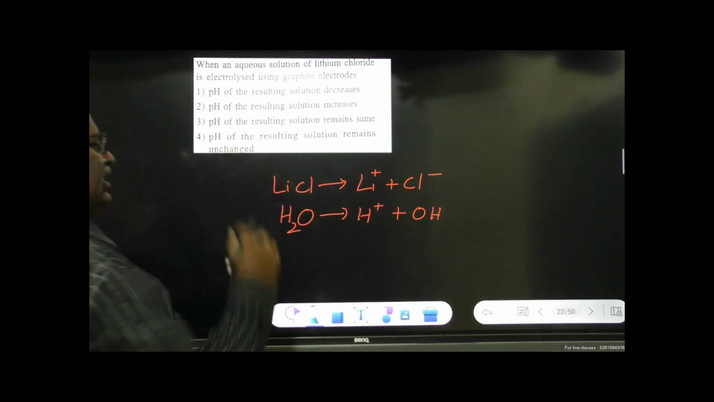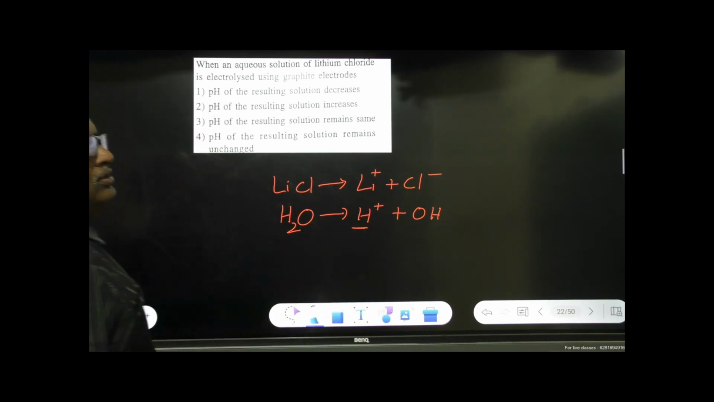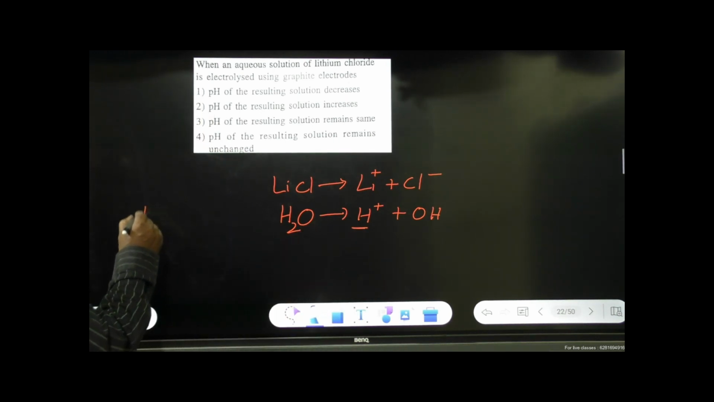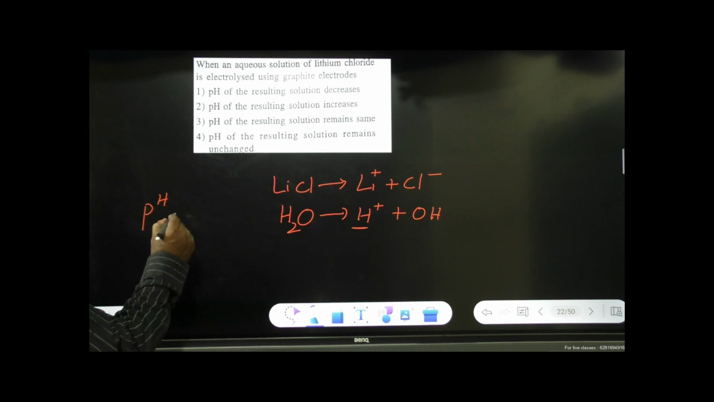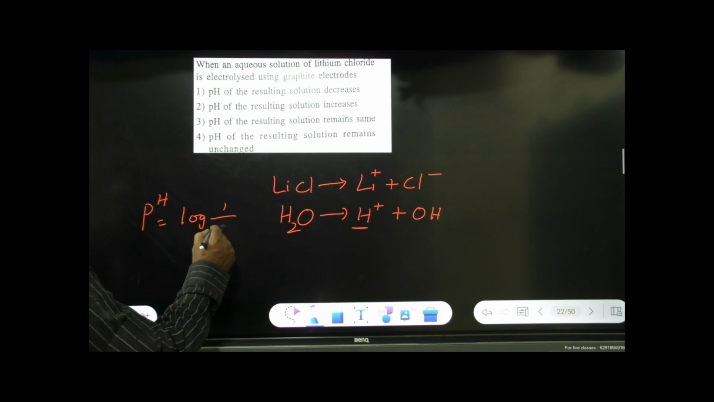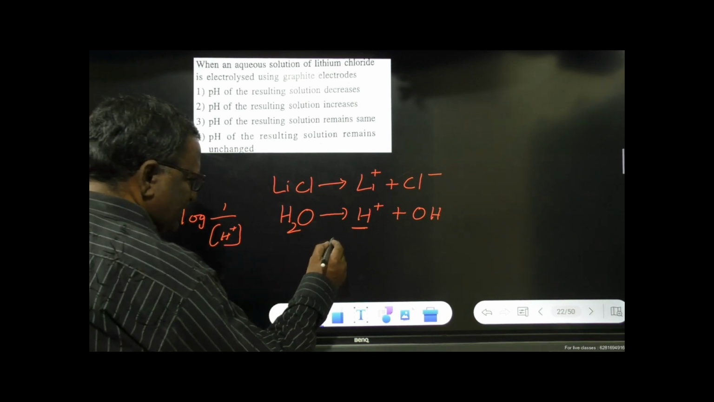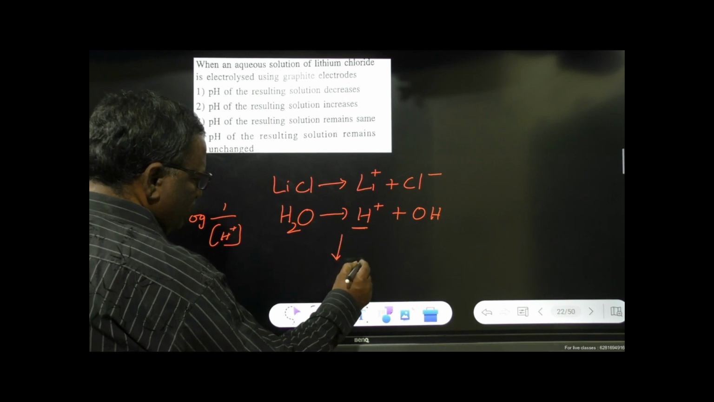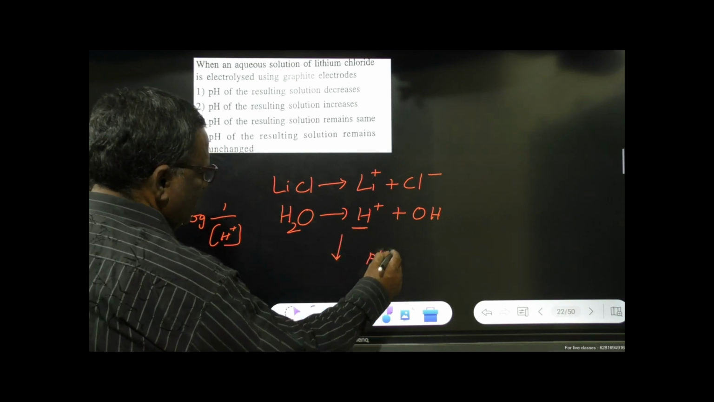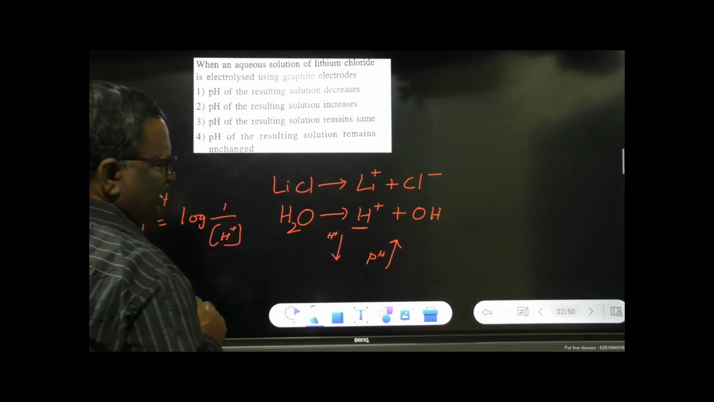Now this is a pH related question. That means it depends upon the H+ ion concentration. pH is equal to log of 1 by the concentration of H+. That means pH is the reciprocal log of H+ ion concentration. If H+ ion concentration is decreased, pH increases. H+ ion concentration decreases, pH will increase.